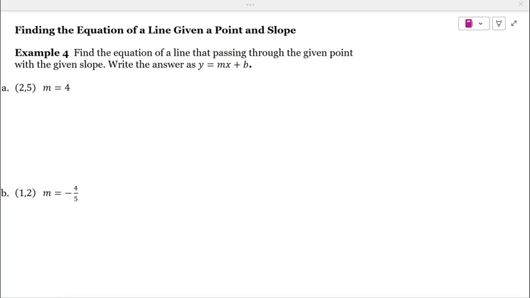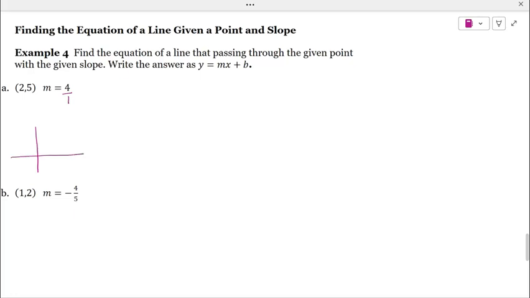Finding the equation of a line given a point and a slope. In these examples, we are given one point and we're given the slope. As we saw in the last example, when we're given a slope like 4 in example A, we might want to think of that as 4 over 1.